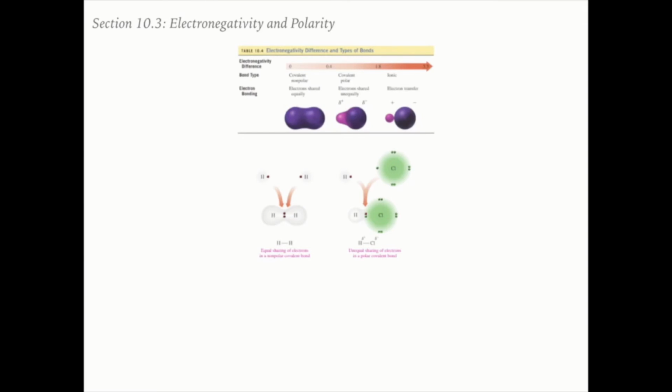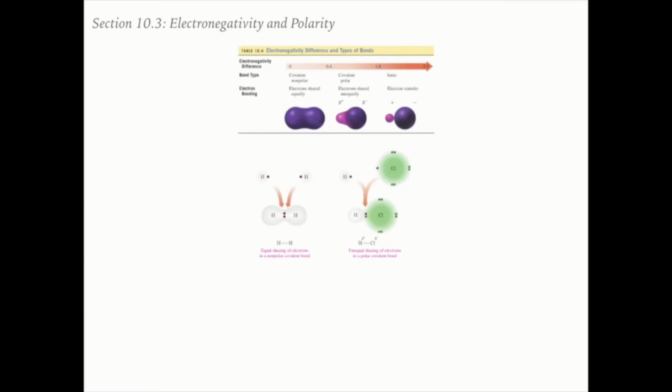The next thing that we need to add on to this is electronegativity and polarity. Remember, as you move across the periodic table, electronegativity increases, the attraction for electrons. That's what electronegativity is. As you move across, it increases. As you move down, it decreases. Okay, so this is going to be important. We're going to look at why in just one second.